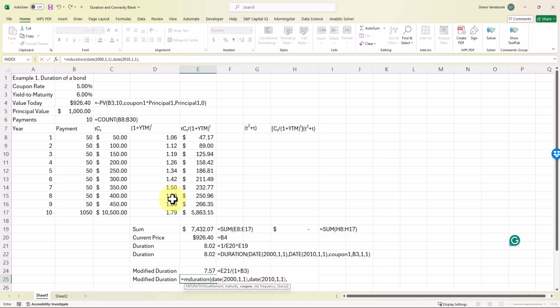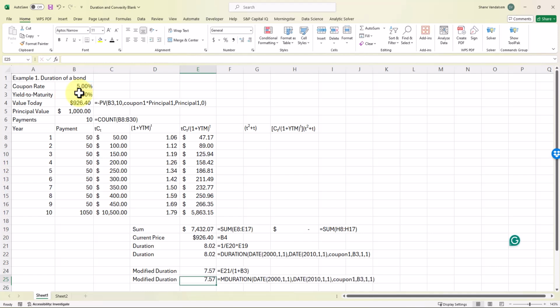And then a comma. The coupon rate is 5%. The yield to maturity is 6%. The frequency is 1. And then the basis is the actual, it's the 1. Okay. We get a modified duration again of 7.57. Okay, so now that's duration, that's modified duration. Again, those are measures of interest rate risk for the bond. Now we're going to look at convexity.